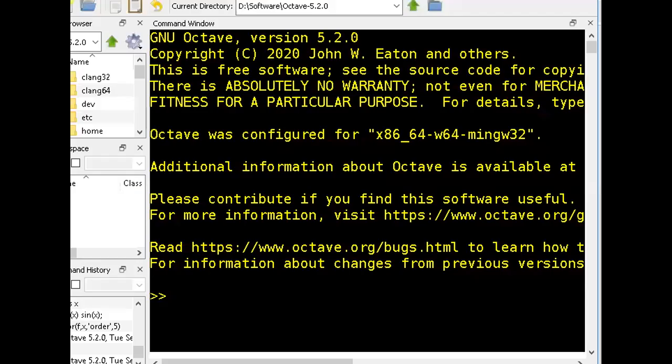Let me wait a second. I'm going to plug in my keyboard. Wait a second. I only have one USB port.